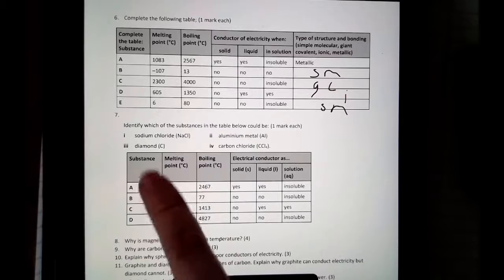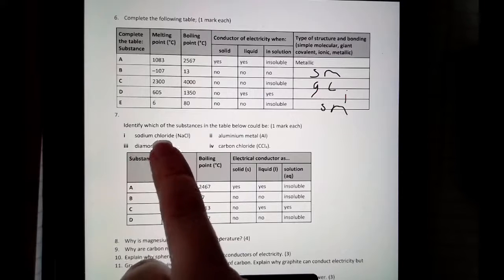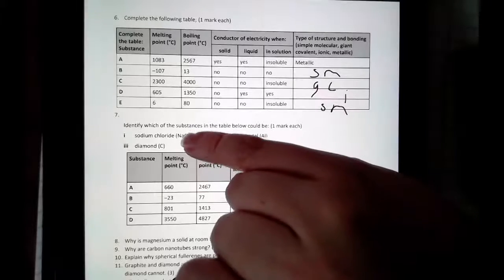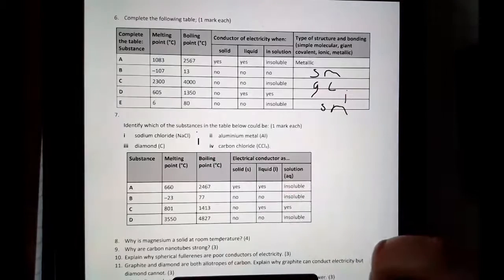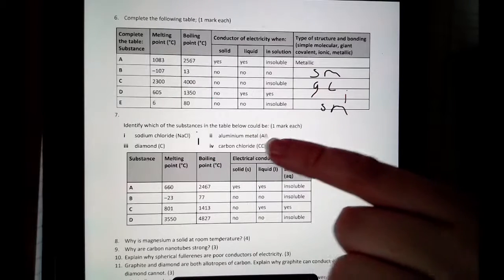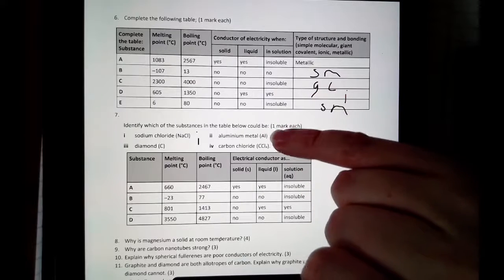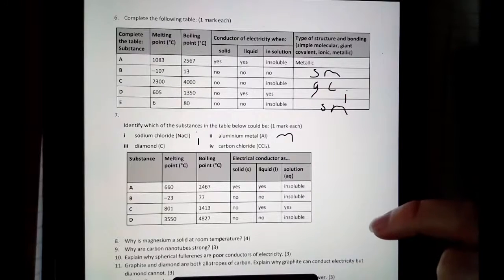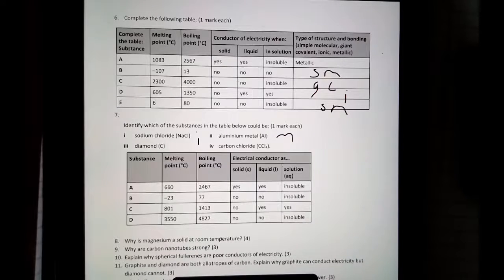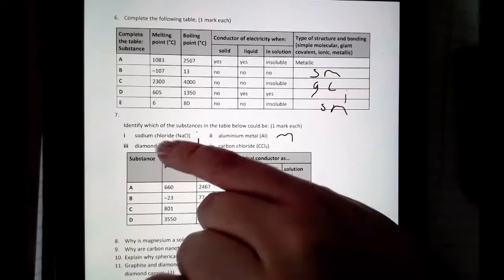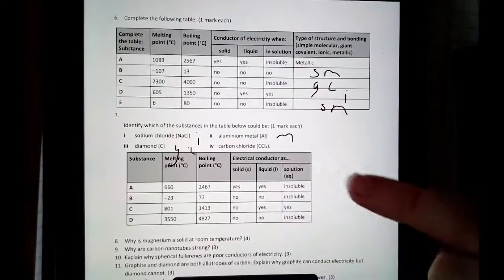Okay, so the first thing I would do here is sodium chloride, all right? I've got a metal and I've got a non-metal. So I know here that I've got an ionic substance. So I'm going to put an I next to that one. The next one is aluminium metal. It's just aluminium by itself. A metal by itself is going to be metallic. Then I've got diamond, just containing carbon. Diamond is your example of something that is giant covalent.